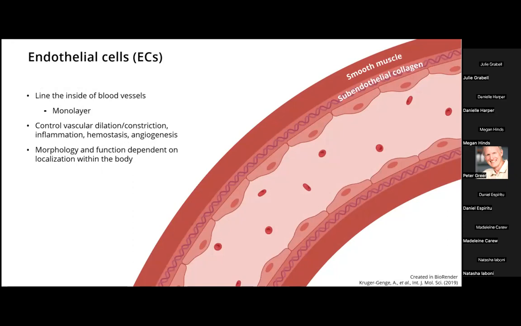With that being said, endothelial cell morphology and function varies greatly depending on not only whereabouts in the body they're found, but also the microenvironment to which they're exposed. So, of course, for example, they differ in arteries and veins, whereas the tight junctions between endothelial cells are much tighter in arteries than in veins.